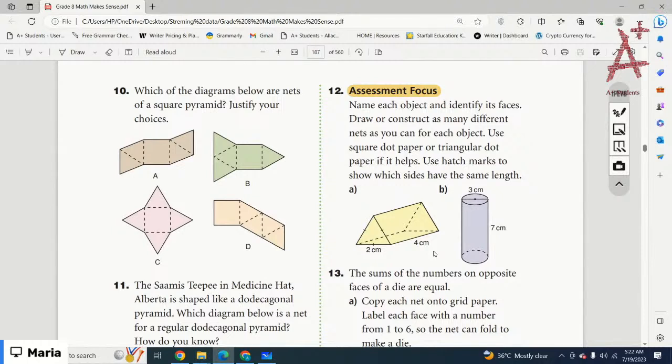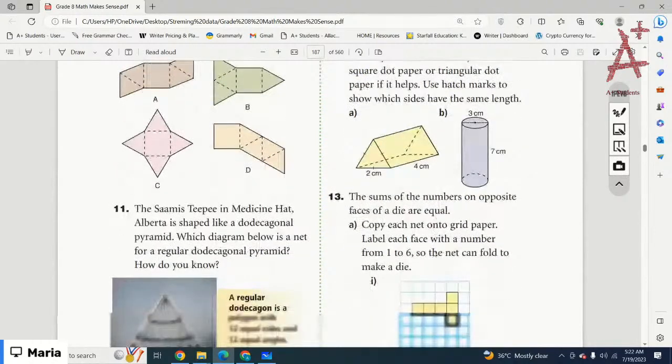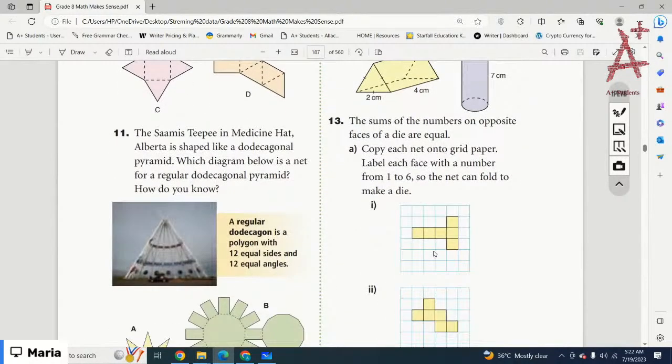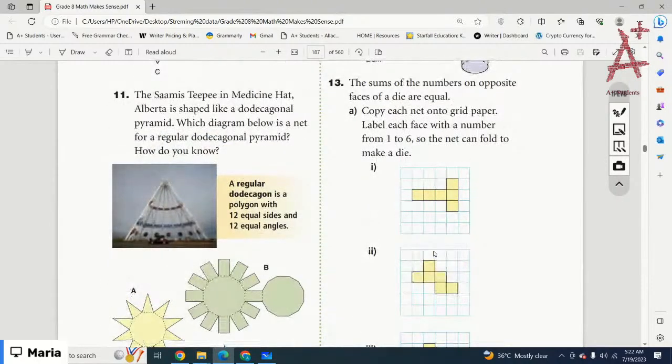They are A, B, and C. Okay, question number 11: Sami's tipi in Medicine Hat, Alberta is shaped like a dodecagonal pyramid. Which diagram below is a net of a regular dodecagonal pyramid? How do you know?